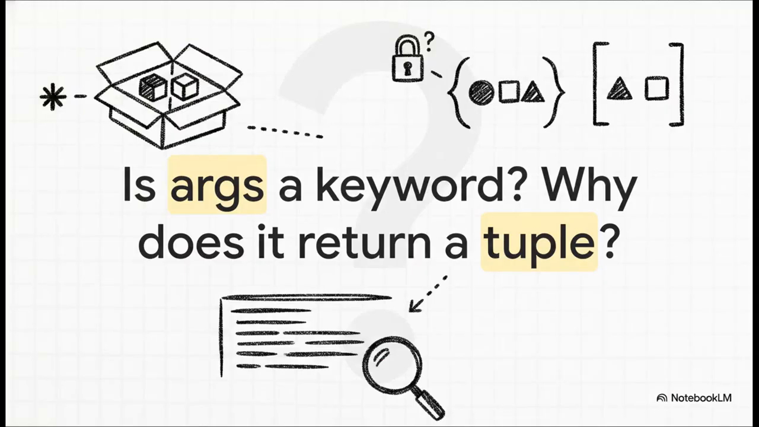So an interviewer is going to test your foundational knowledge by asking you to explain the underlying mechanics. They might lean in and say, I see you used *args here. Tell me, is args a reserved keyword in Python? Could you use a different name? And why exactly does it pack everything into a tuple rather than, say, a list?